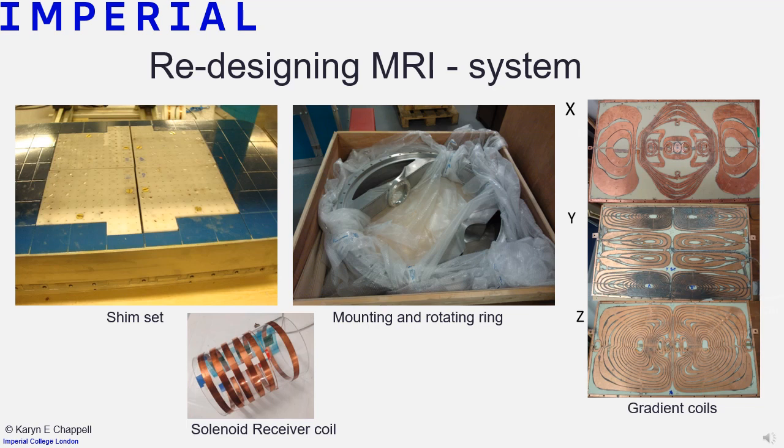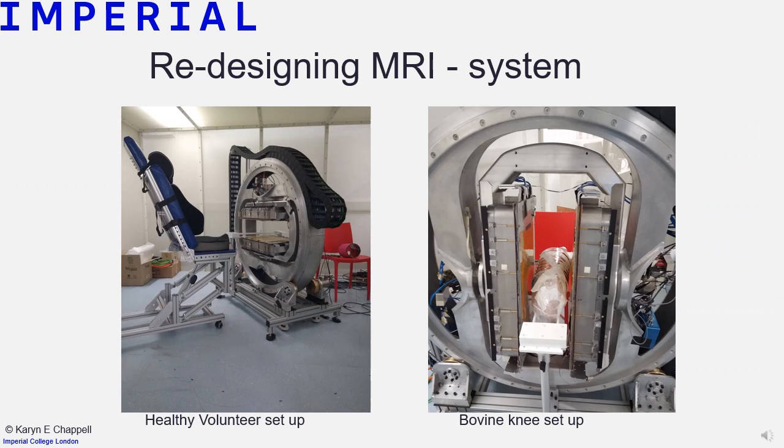It isn't just the magnet that needs to be made. We also had to make a shim set here, a mounting and rotating ring here, and a whole set of gradient coils for the system, which look a little bit like Aboriginal art to me. We also have a range, which we're now developing, of different receiver coils. So here's what the system looks like now. On the left is the setup for the healthy volunteer scan, and on the right is the setup for the animal knee testing.